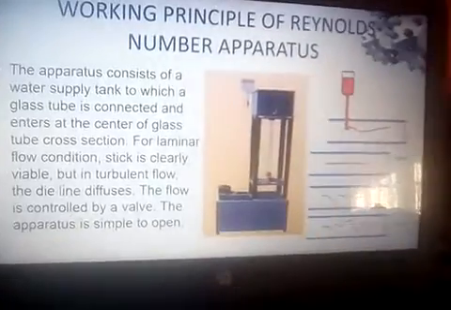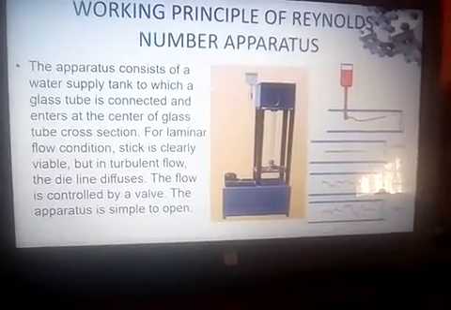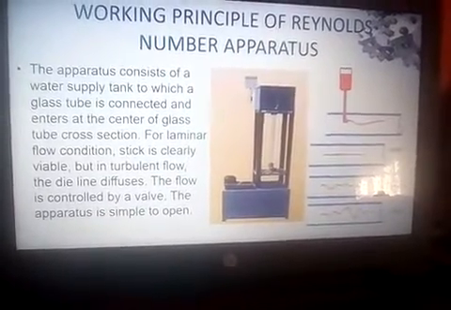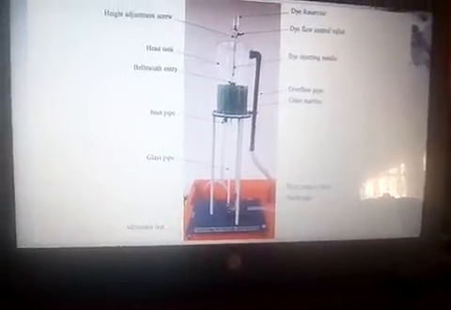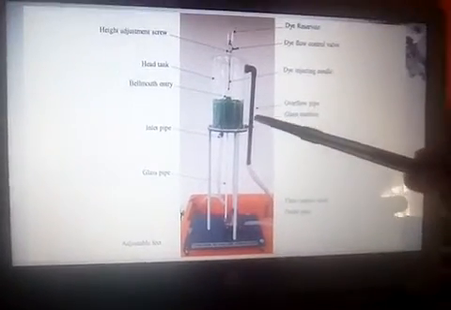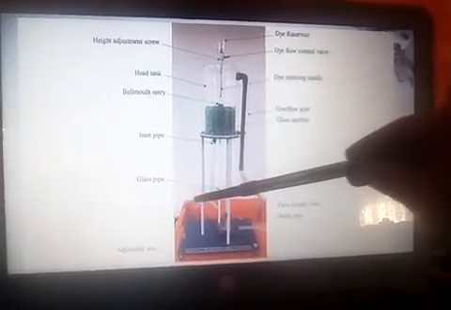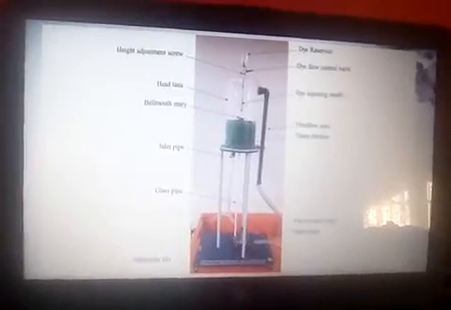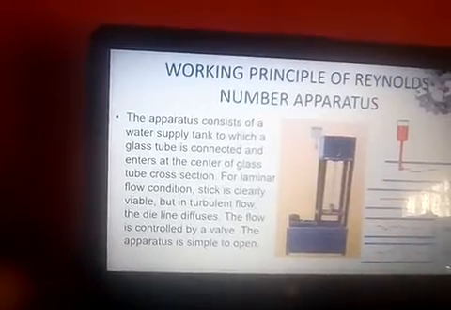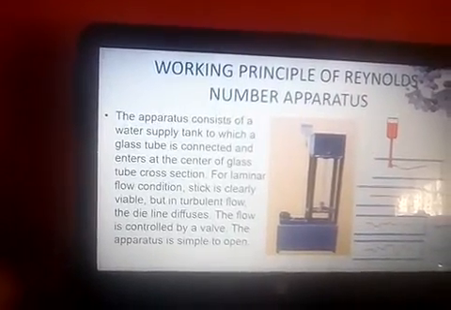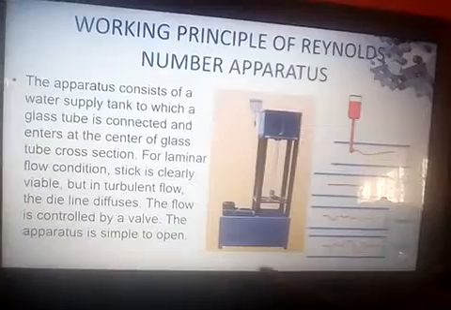As for the working principle, first, the apparatus consists of a water supply tank to which a glass tube is connected and enters at the center of the glass tube cross section. Ito yung tinatawag nating head water supply. And then, for laminar flow conditions, the dye line is clearly visible. But in turbulent flow, the dye line diffuses.